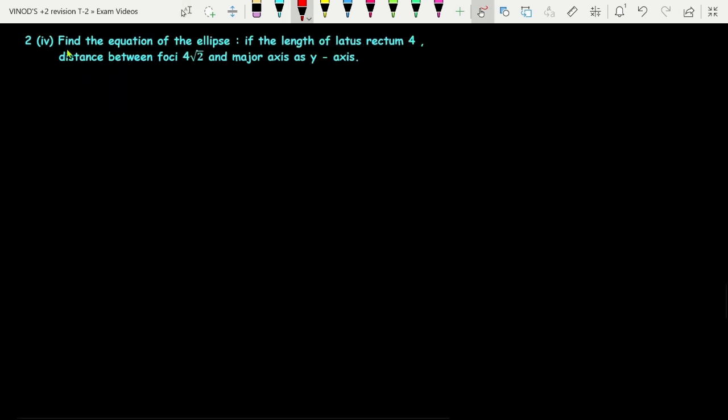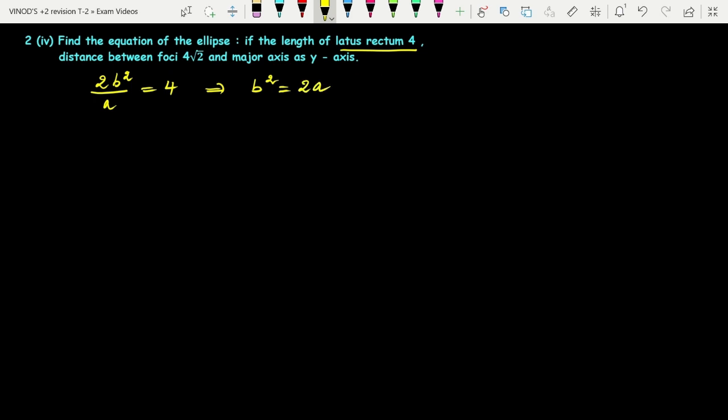Exercise 5.2, problem number 2, fourth subdivision. Find the equation of the ellipse if the length of the latus rectum is 4, the distance between the foci is 4 root 2, and the major axis is the y-axis. So what is given? The length of the latus rectum is 4 units. So we can write 2b square by a is equal to 4. Dividing by 2 and multiplying by a, b square is equal to 2a.